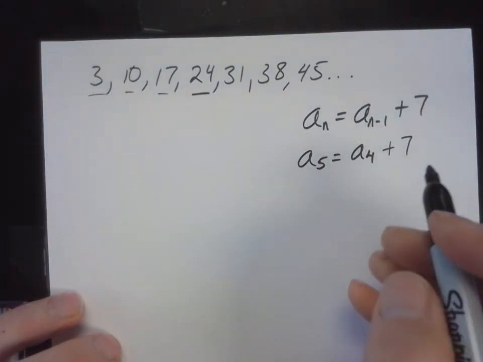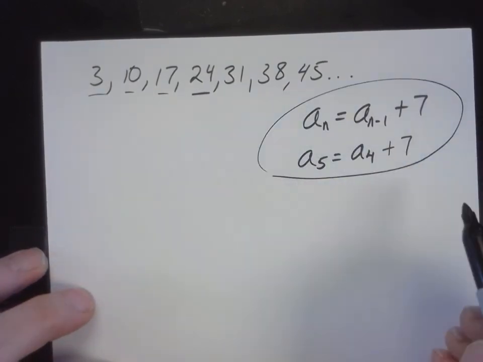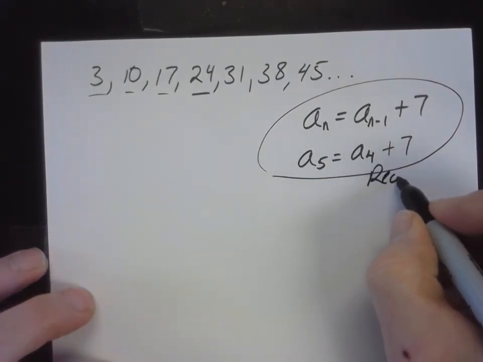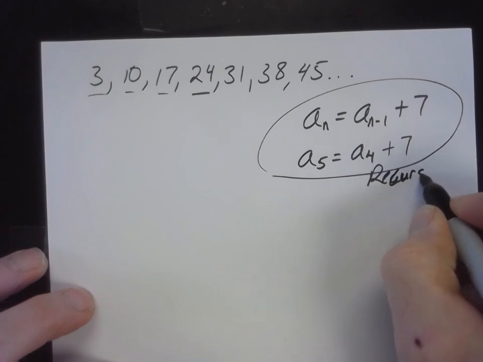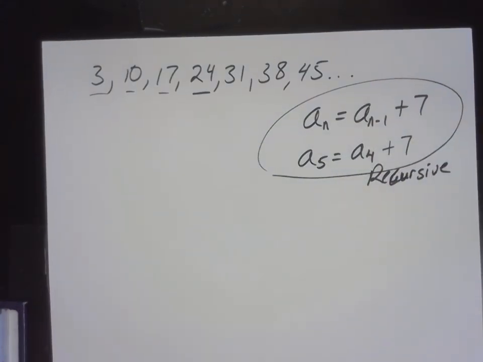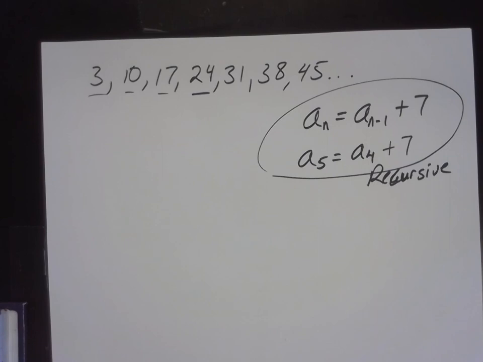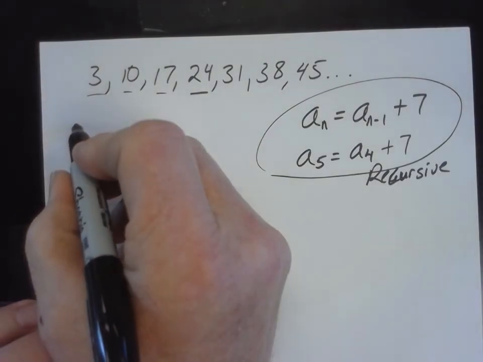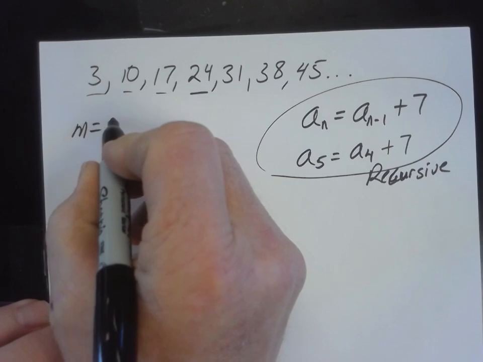So this is what we call the recursive formula. Now let's talk about an explicit formula. Is this add 7, is this a common difference or a common ratio? Okay, it's a common difference, which is a slope, isn't it? It's a rate of change.